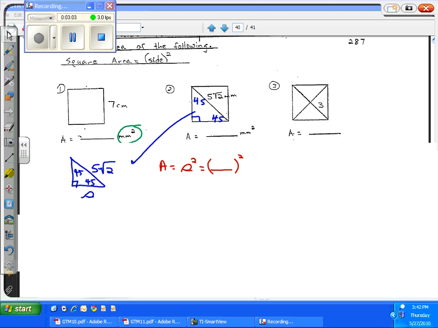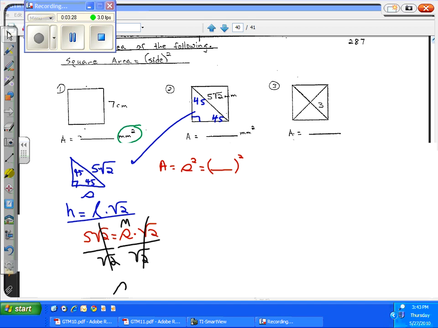Now we're looking for the length of a side, which is a leg. In a 45, 45, 90 triangle, hypotenuse is equal to leg times the square root of 2. So we take hypotenuse 5 square root 2 is equal to leg, which is a side, times square root 2. We want to isolate the s, and so we divide by square root 2. They cancel, and so we get that the side is 5. So the side is 5 millimeters.